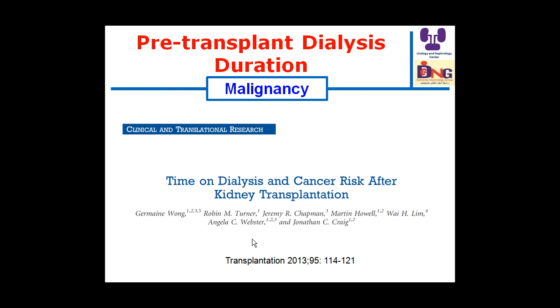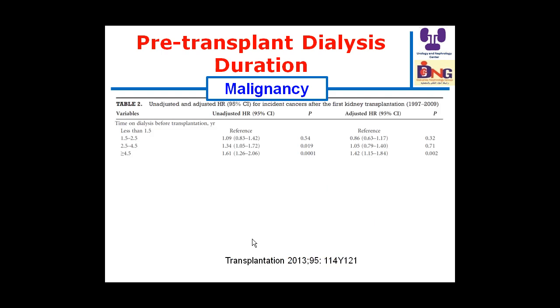The more prolonged the dialysis duration, the higher the risk of malignancy. So if you look here, this is the data comparing the time on dialysis before transplantation, less than 1.5 years, which is the reference. And here, the dialysis duration is between 1.5 to 2.5 years, 2.5 to 4.5 years, or above 4.5 years. The unadjusted hazard and the adjusted hazard are increased if the dialysis duration is prolonged. So the more prolonged the dialysis duration, the higher the risk of development of cancer post-transplantation.